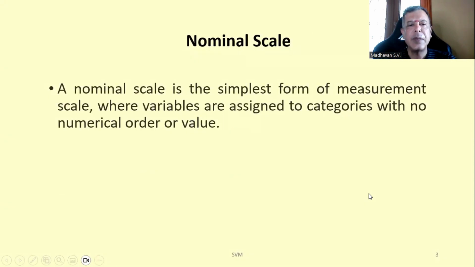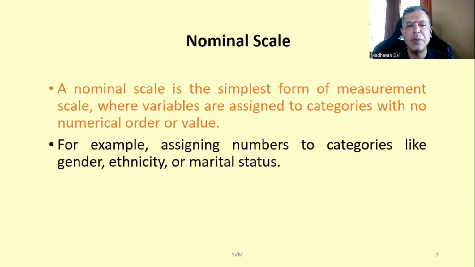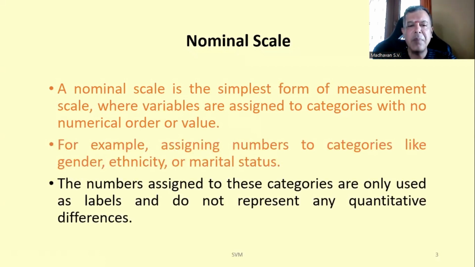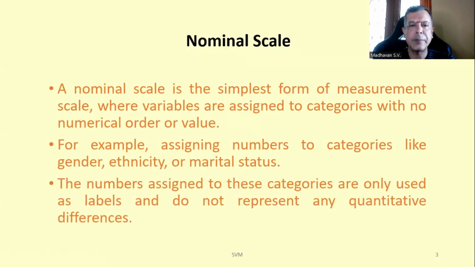Nominal scale. A nominal scale is the simplest form of measurement scale where variables are assigned to categories with no numerical order or value. For example, assigning numbers to categories like gender, male, female. Generally, we may find that 0, 1 binary digits are given to gender, ethnicity, or marital status. The numbers assigned to these categories are only used as labels and do not represent any quantitative meaning, or there is no quantitative differentiation between those.